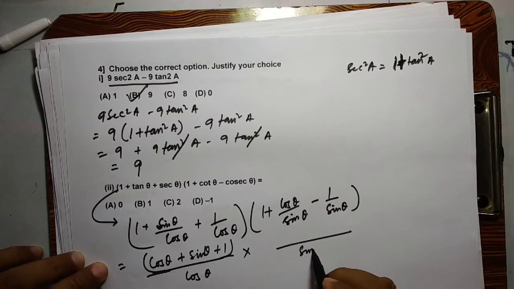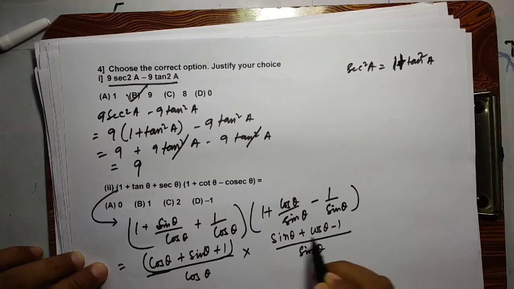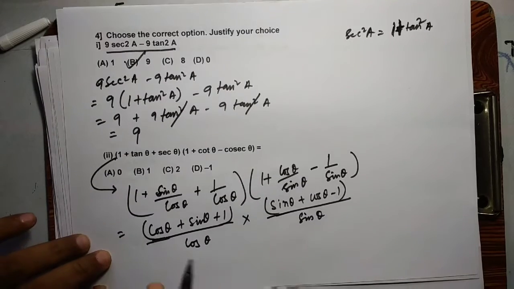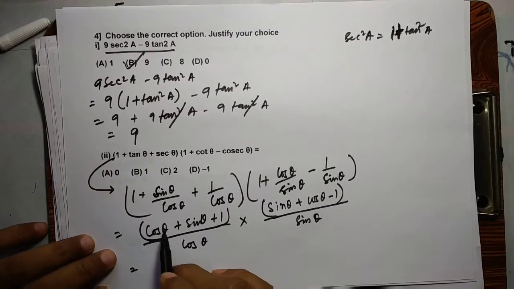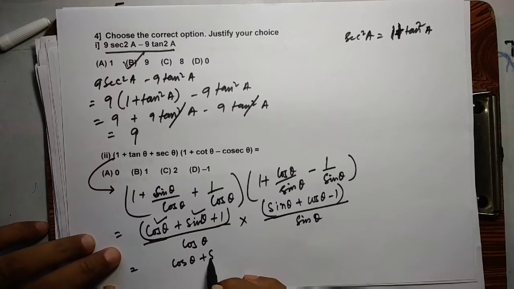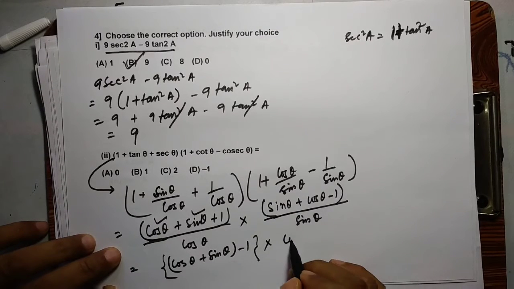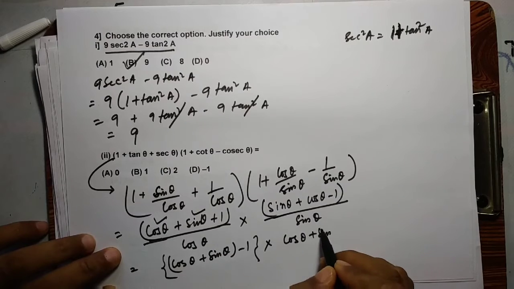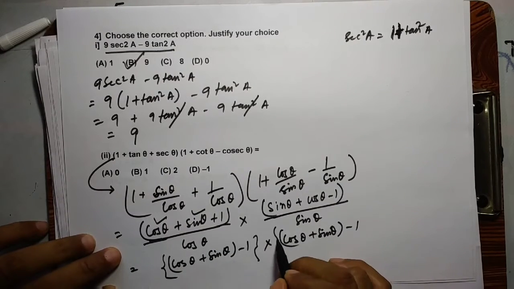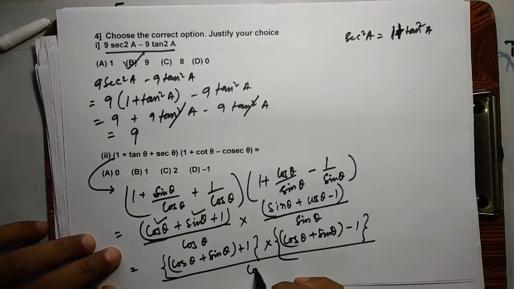And from this case, this is sin theta, the LCM, and this is sin theta, this is cos theta, this is minus, right? So now you see, this is cos theta sin theta, the same. So cos theta plus sin theta, you can say like this, and this is again cos theta plus sin theta, you can write like this, minus 1, oh sorry, this is plus 1, this is minus 1 over cos theta sin theta.